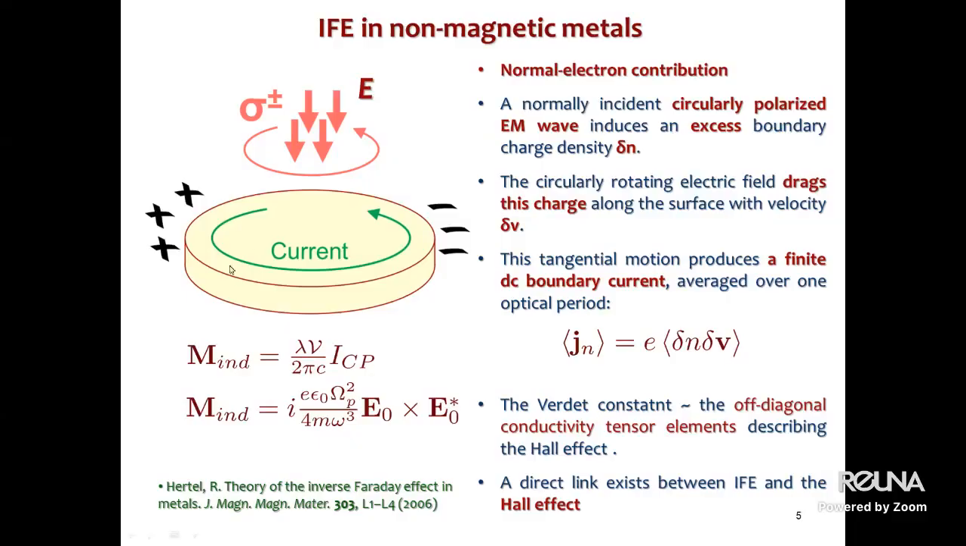The Faraday constant, which is V here, quantifies the inverse Faraday effect. It is basically a constant of proportionality between the intensity of circularly polarized light and the induced magnetization, and can be derived from the off-diagonal conductivity tensor describing the Hall effect. To this point, I will come a bit later. So basically, there is a direct link between the inverse Faraday effect and the Hall effect.